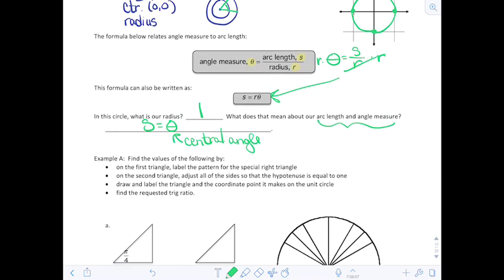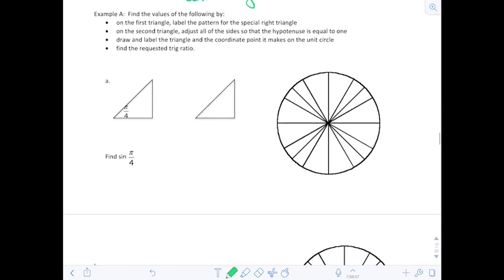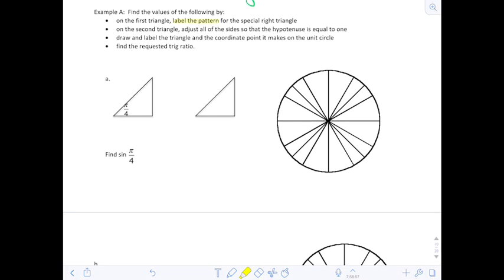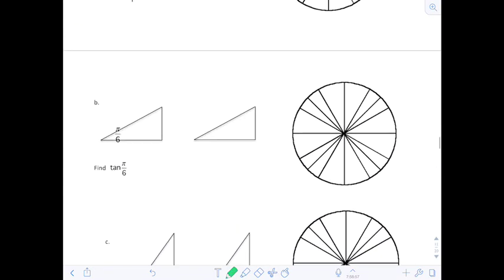Okay, so in the next part of the notes, we're going to look at where these special angles and ordered pairs come from, or the values of these ordered pairs for our special angles, in 3 situations. So in each situation, we're going to look at the first triangle. We're going to label the pattern for the special right triangle. The second triangle, we're going to adjust the sides so that the hypotenuse is equal to 1. And then we're going to draw and label the triangle onto the unit circle and find the requested trig ratio, which is the example at the very end.